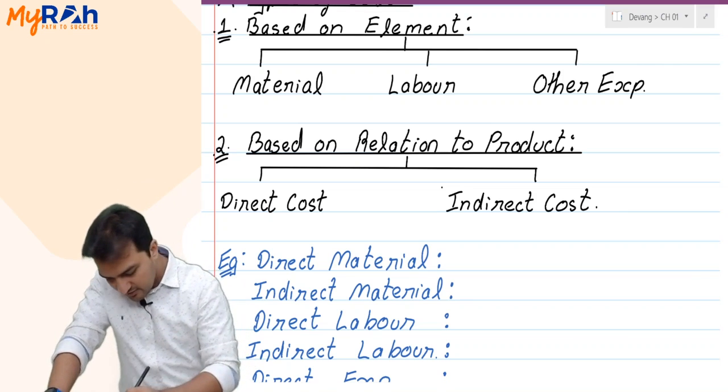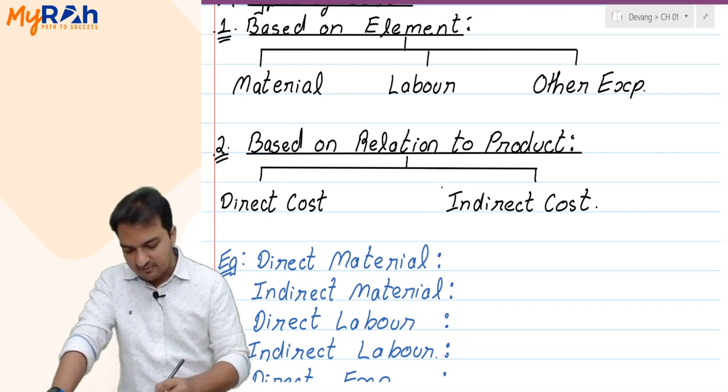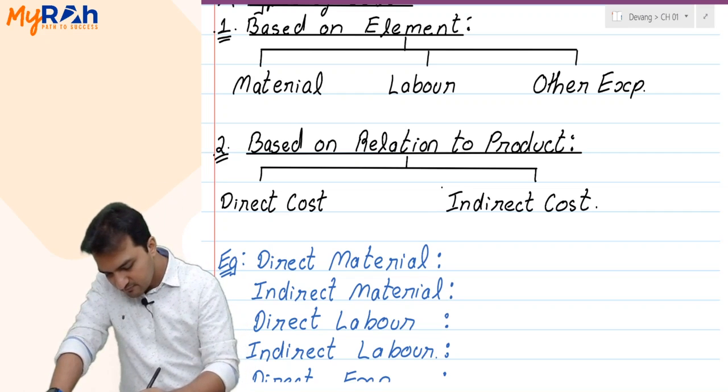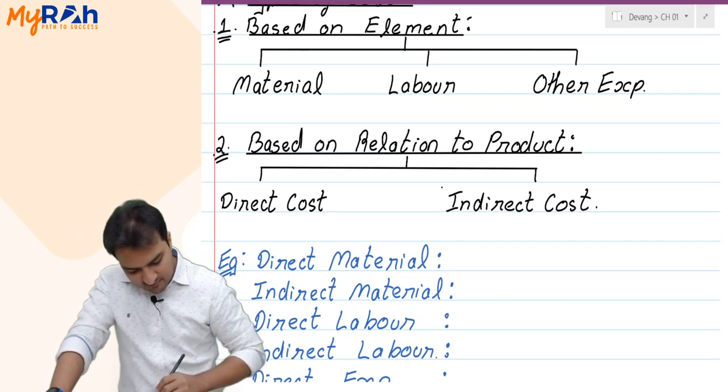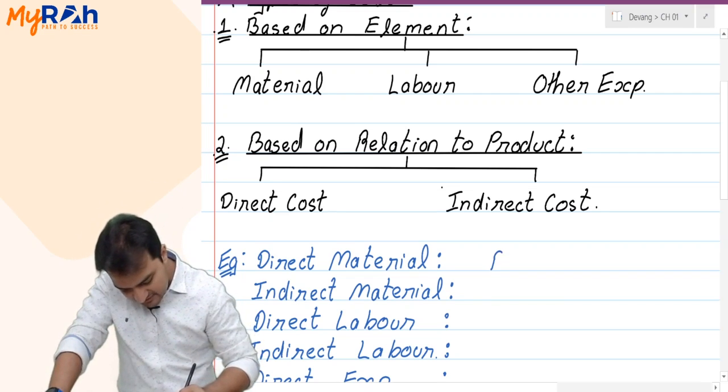Now, direct material, indirect material, both I'll explain with example. Direct material, well, for direct material, I gave example that is, say, plastic.